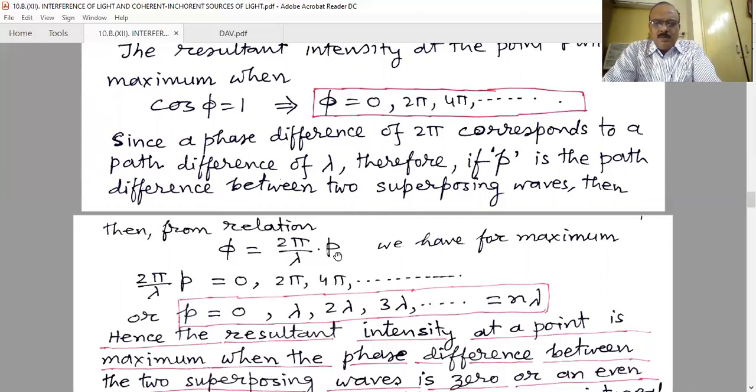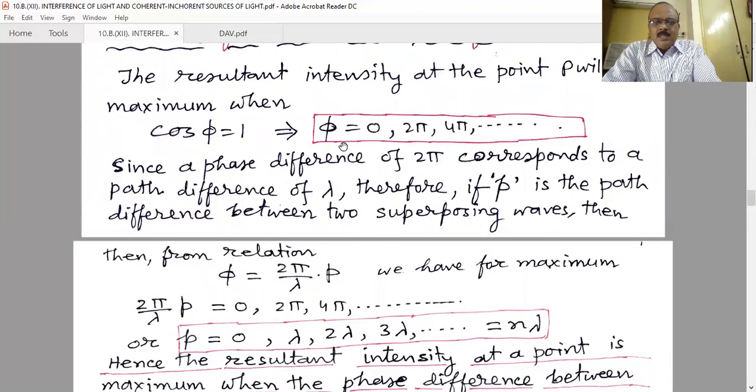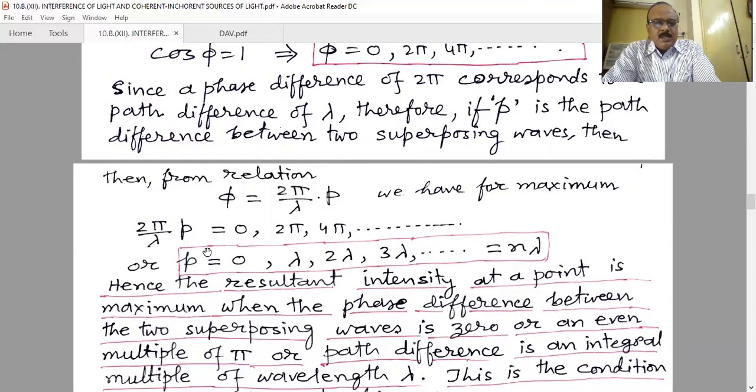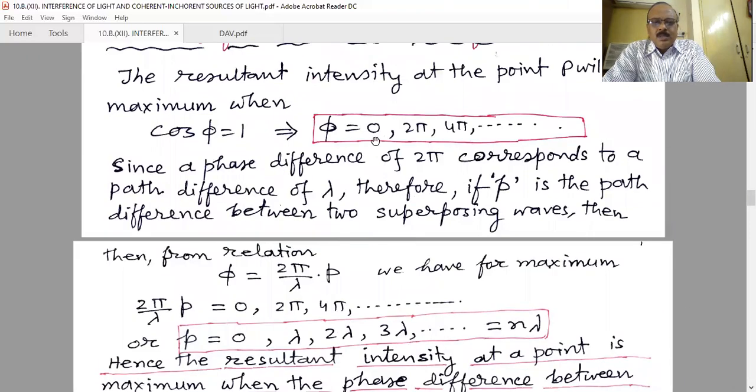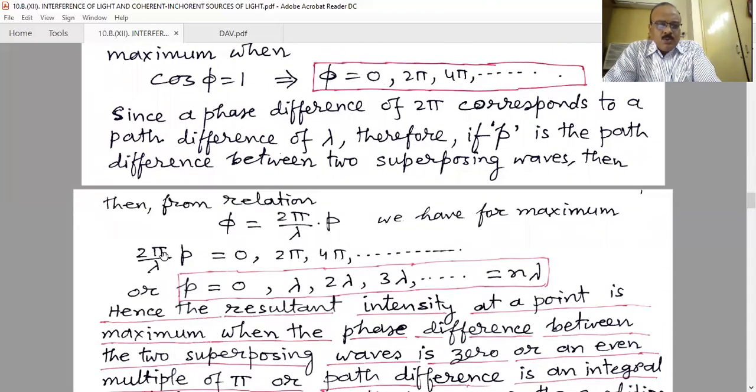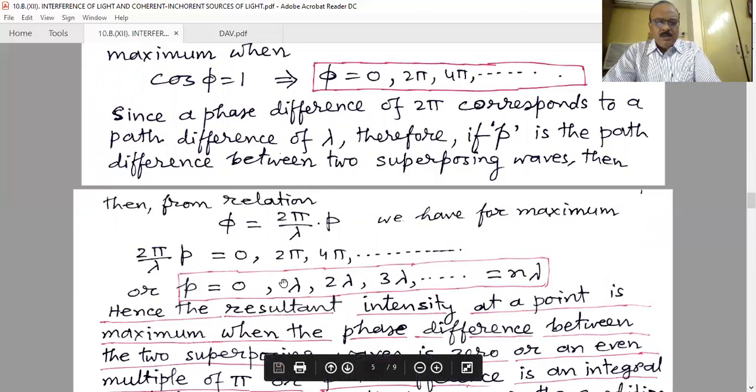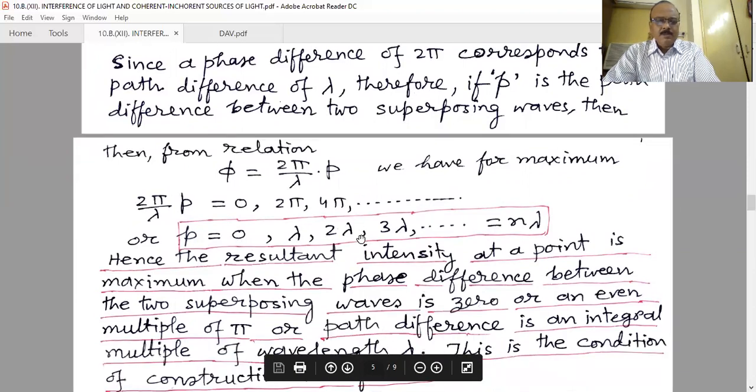The phi is 2 pi by lambda into path difference. That means we can get the condition from the phase difference. Also, we can obtain the condition from the path difference. How can we obtain it? For the constructive interference, phi is 0, 2 pi, 4 pi. That means 2 pi by lambda into p is 0, 2 pi, 4 pi. Or p is equal to, if we multiply it in these equations, either 0 or lambda or 2 lambda or 3 lambda or n lambda.